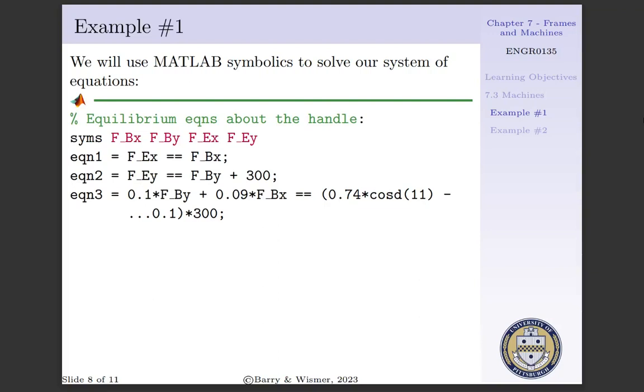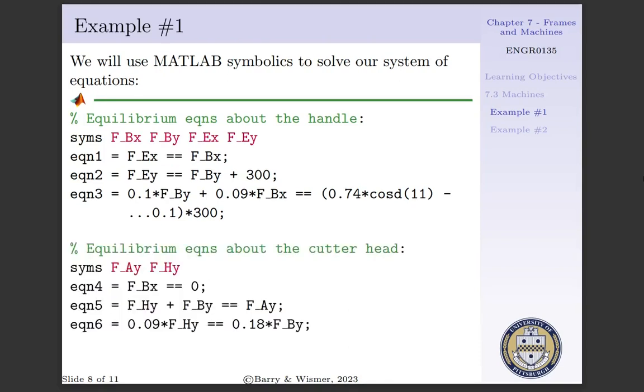Equation 2, which is the summation of forces in the y direction, takes the form Fey is equal to Fby plus 300, where 300 newtons was our input force. Equation 3 is our summation of moments about point E. Here we have 0.1 times Fby plus 0.09 times Fbx is equal to 0.74 times cosine D11 minus 0.1, and this quantity is multiplied by 300.